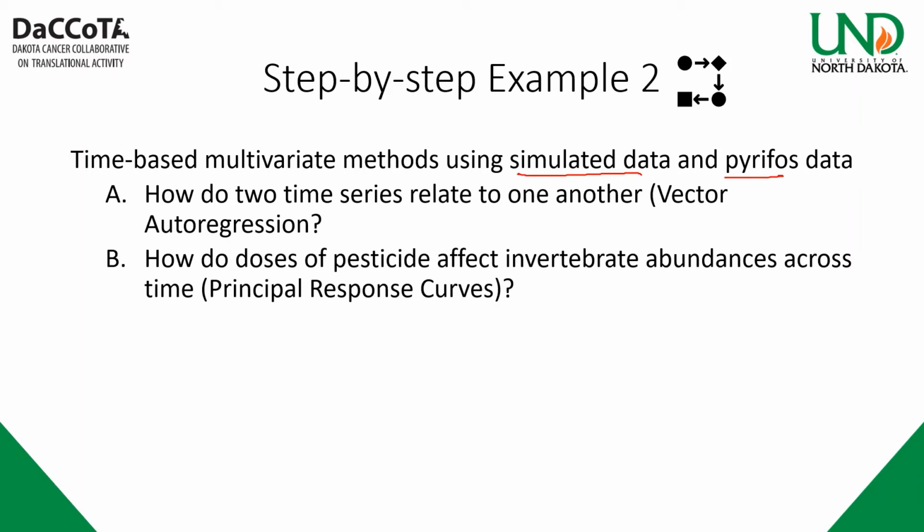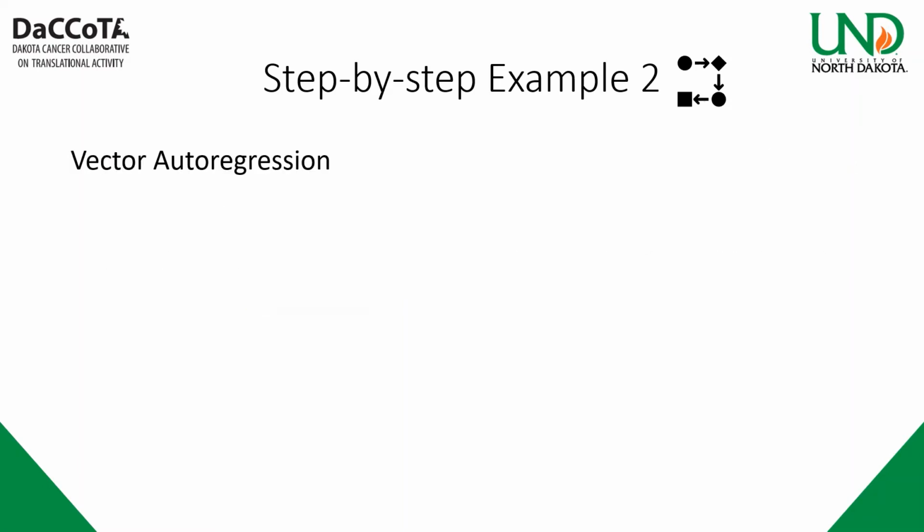So we're going to ask the question, how do two time series relate to one another using vector autoregression? And then how do doses of pesticides, so that's the PowerFOS, affect invertebrate abundances across time? So that's with principal response curves. All right, let's get fixing with vector autoregression.